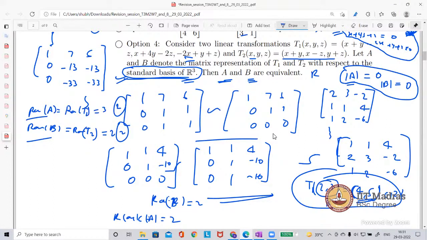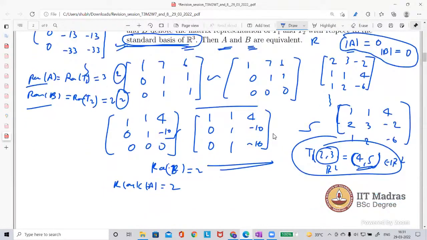Don't mix up coordinates and vectors. A vector in R3 means 3 coordinates will come. So that is one vector. In R2, one vector has 2 coordinates. Okay, sir. And then, sir, I have one more doubt.